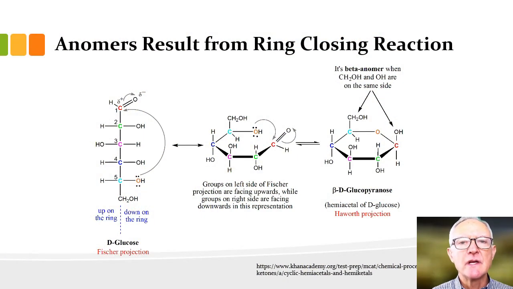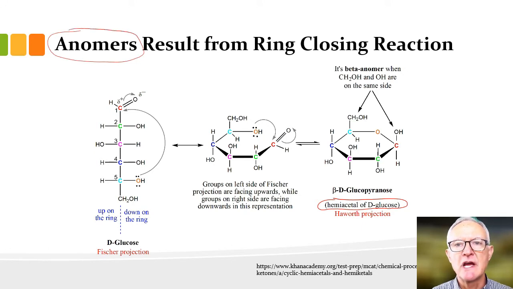So we looked at the ring closing reaction, and we said that that results in a hemiacetal of glucose. The other thing that's really important is that anomers result from the ring closing reaction. What that means is when the hydroxyl group attacks the carbonyl, it can attack above the plane of the ring or below the plane of the ring. So this hydroxyl group here will end up either above or below the plane of the ring.